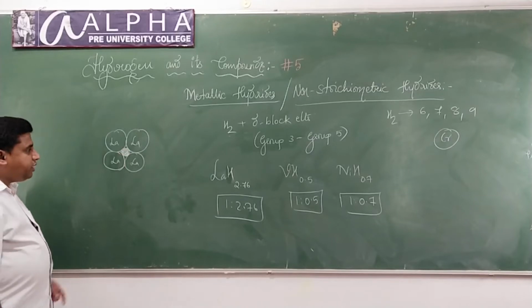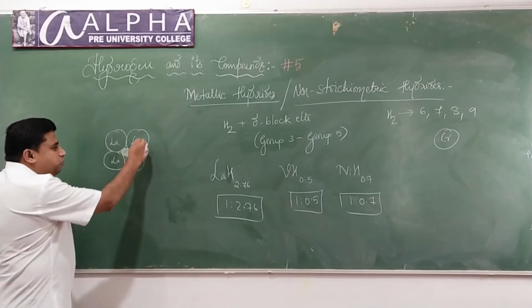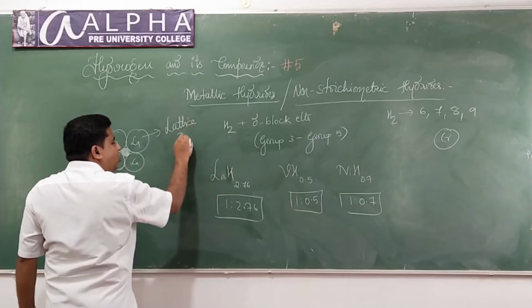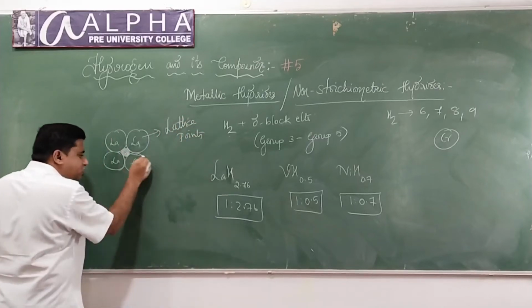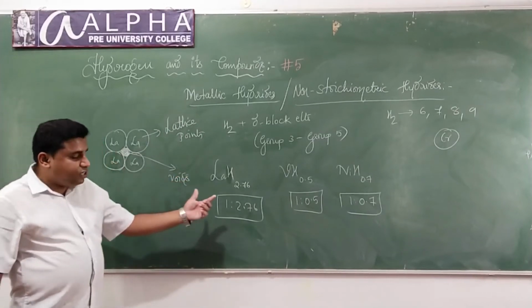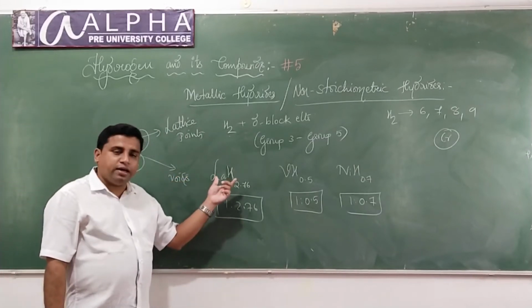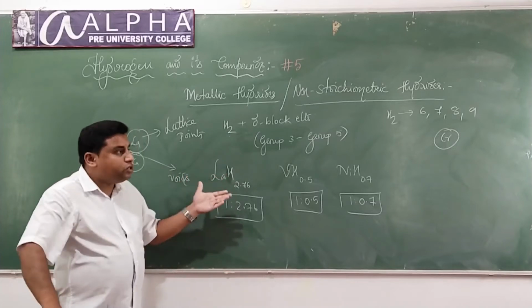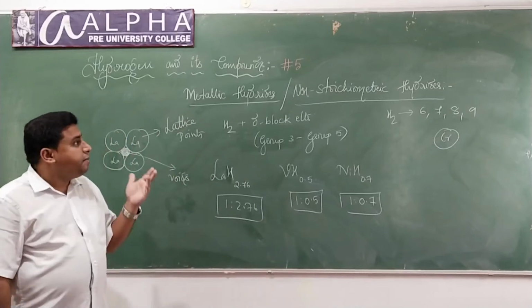Are you getting my point? Lanthanum is occupying what? Lattice points, whereas hydrogen is occupying what? Voids. That is why the ratio is not a simple whole number ratio, it has become a fraction. I hope it is clear. So such types of hydrides are called metallic hydrides.